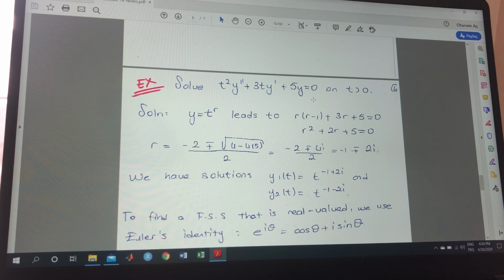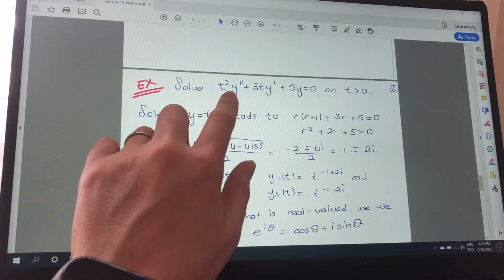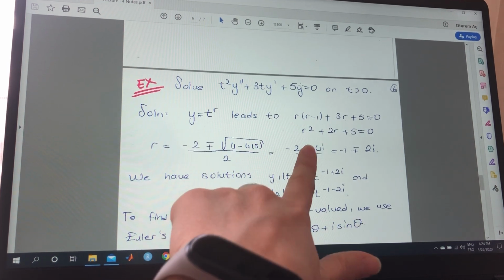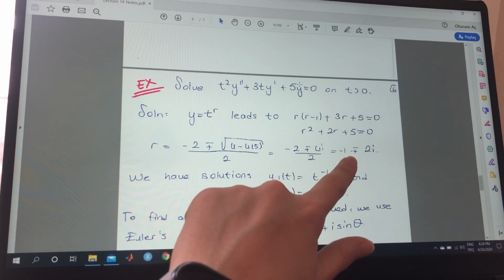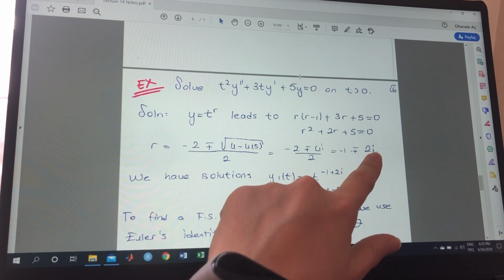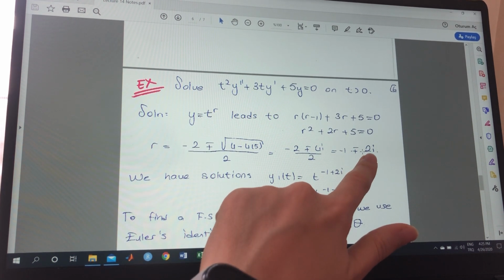Okay, I will summarize the results in a table a little bit later, but let's look at the complex conjugate solution. This is another example for the complex conjugate solution. Again, we are writing the characteristic equation r times r minus 1 plus 3r plus 5. If you open that and solve to find the roots, you will see that the roots are minus 1 plus or minus 2i, alpha plus or minus beta i, let's say.